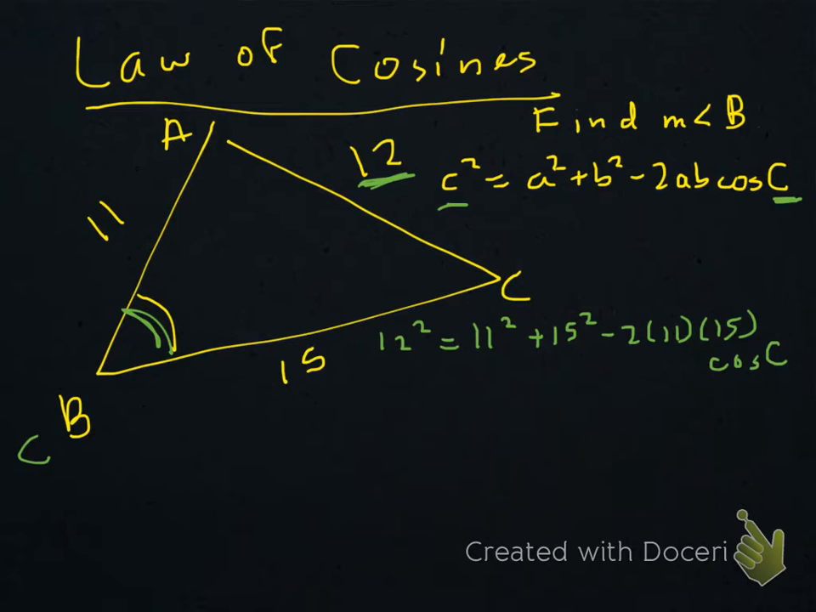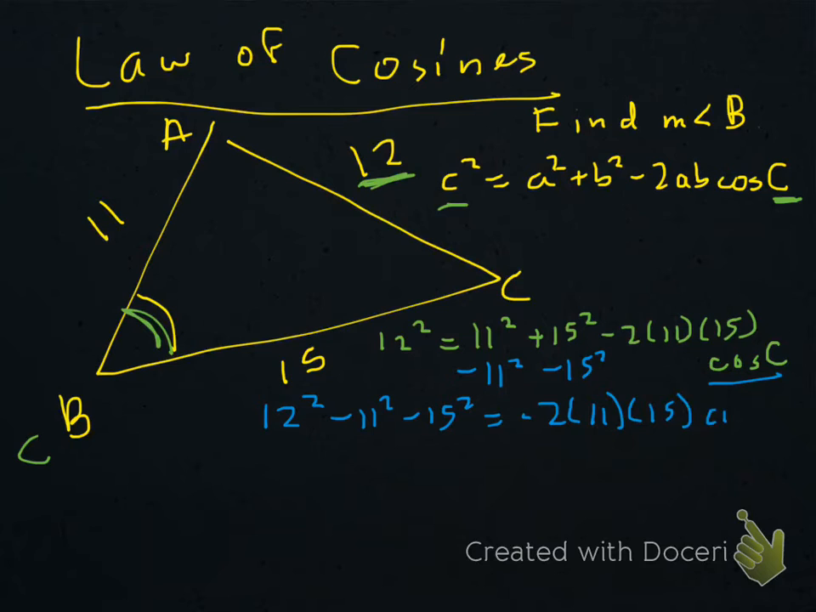So we can do this a couple of different ways. In class I showed you guys the big calculator problem. I'm going to just show you the little calculator problem now. So if I am trying to solve for C, I have to get cosine C by itself. So I have to subtract 11 squared and I have to subtract 15 squared. So 12 squared minus 11 squared minus 15 squared is going to equal negative 2 times 11 times 15 times the cosine of C.